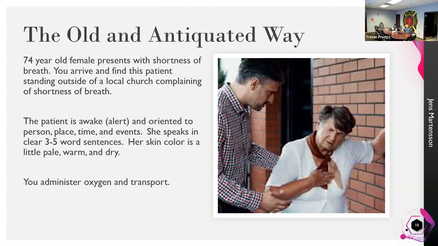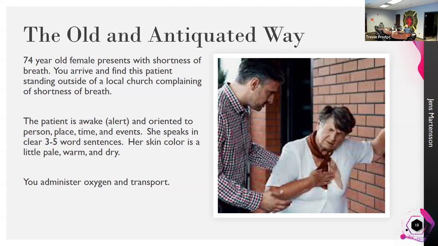So how would we do this before capnography, right? So we go to, let's say, a 74-year-old female, and she has shortness of breath. We arrived, they're standing outside a local church, pick your church in your district, and they're complaining of trouble breathing. So she's awake and alert, she's oriented, person, place, time, and events. She speaks in clear 3 to 5 word sentences, so she's a little gaspy, but not super acute bad. Her skin color is a little pale, she's warm and dry.